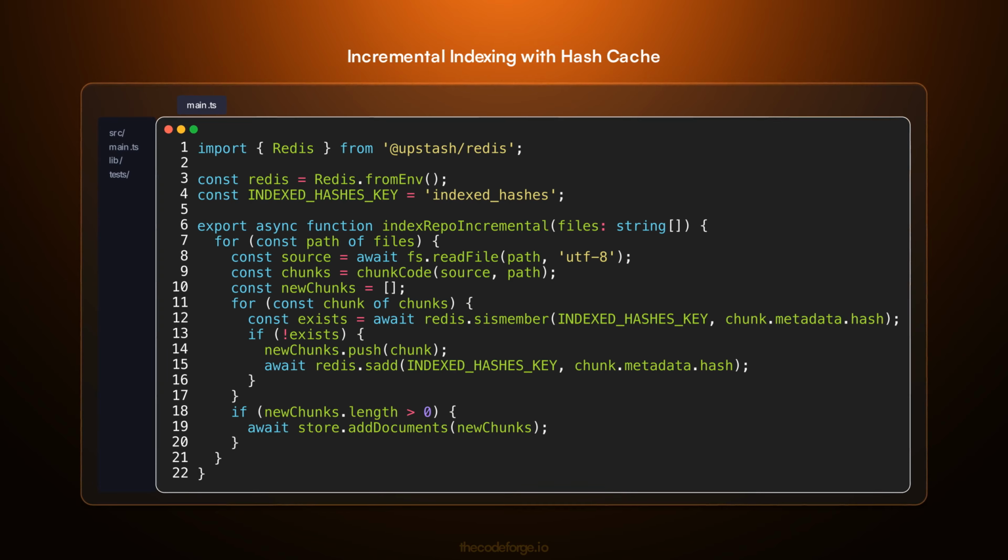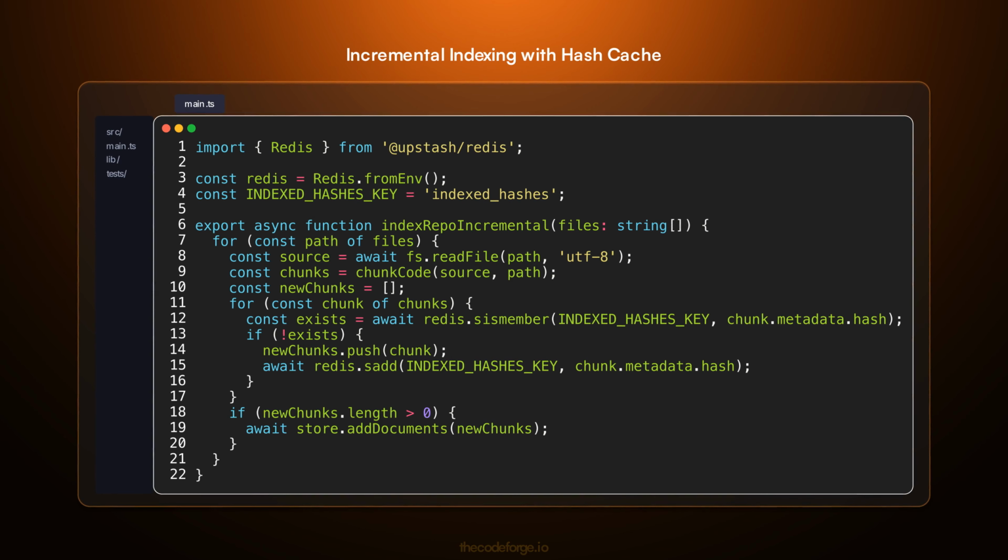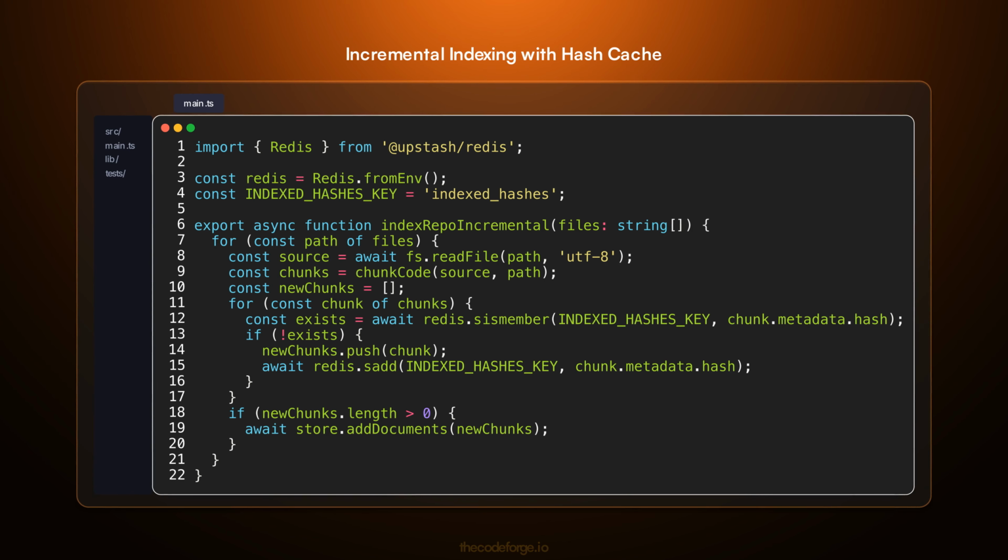The article mentions hash deduplication, but doesn't show the caching logic. Here's a concrete implementation using a Redis set to track already indexed hashes, avoiding re-embedding unchanged chunks.